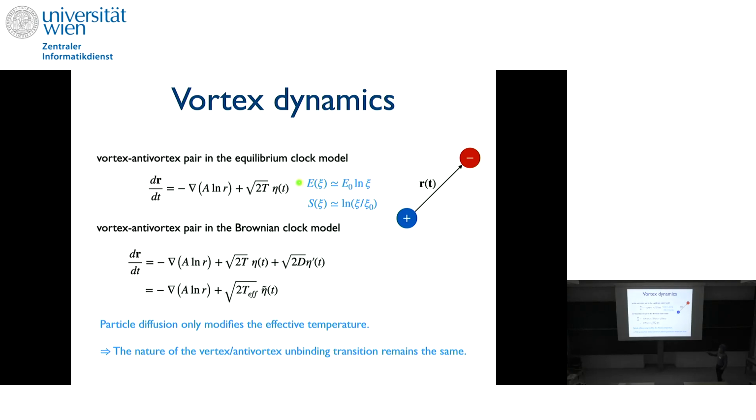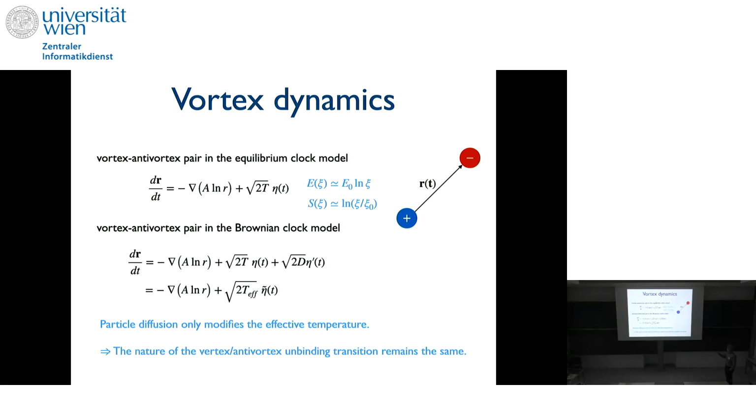But actually, this logarithmic interaction is very marginal, in the sense that the energy should scale logarithmically with the system size, and also the entropy should scale logarithmically with the system size, because you can count the number of degeneracy of vortex states. So if you just change the temperature, sometimes entropy wins, meaning unbinding. And if the temperature is low, then energy dominates, so it binds.